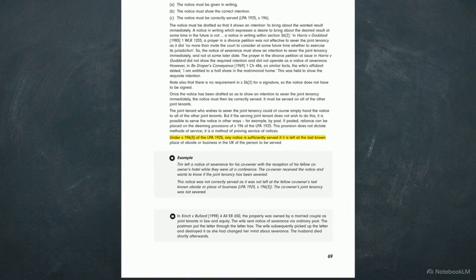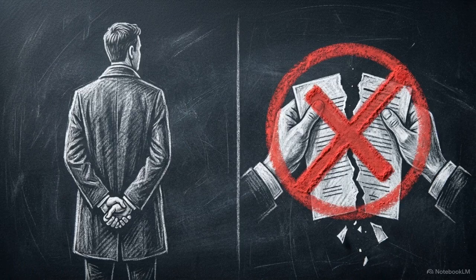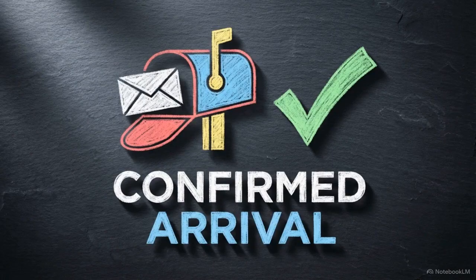The court determined that the severance was effective because the law dictates a notice is validly served the moment it is left at the last known place of abode. The recipient's actual comprehension of the letter is irrelevant. The wife's change of heart and destruction of the document did not reverse the legal trigger. Ultimately, objective delivery is what satisfies the statute.